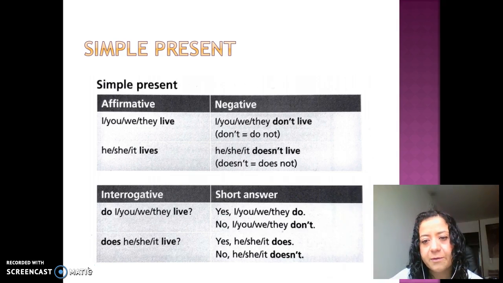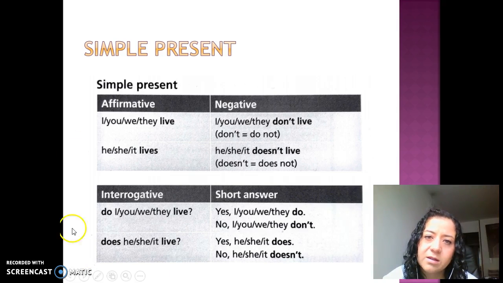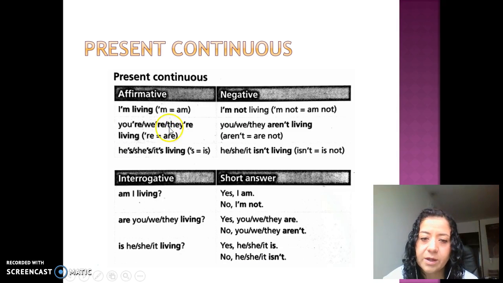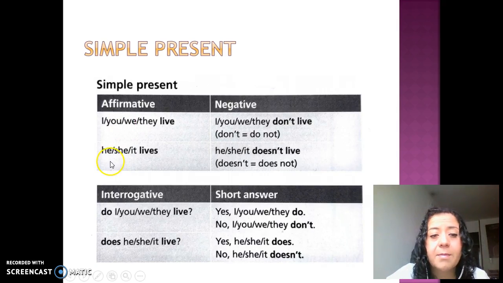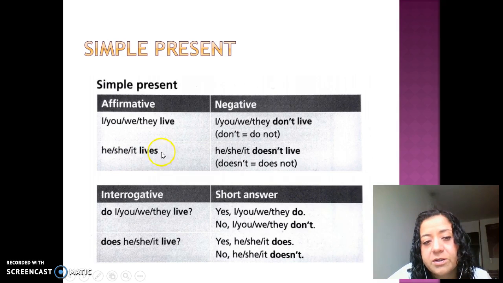Let's remember the form of the simple present. When we are looking at the simple present tense, we use the verbs with the pronouns I, you, we, they, and the very basic form of the verb, live. But when we have the third person, we need to add an additional S. Do you remember that? I hope you do. And some of you still forget it when you are talking.